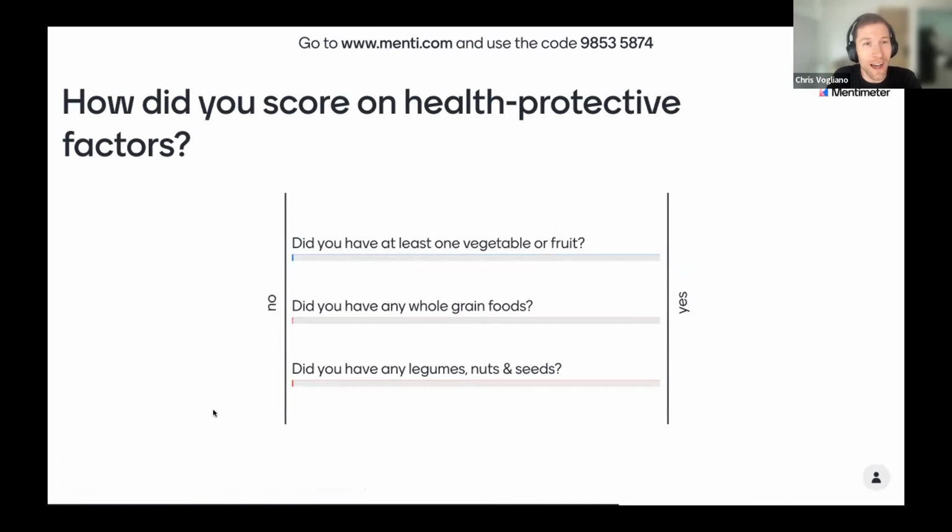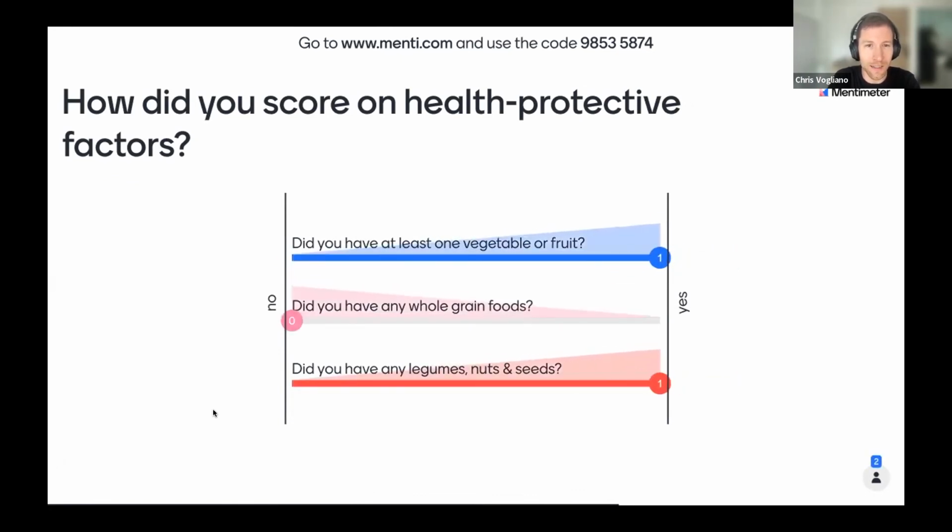All right, the next one is, how did you score on health protective factors? So the questions here are, did you have at least 1 fruit or vegetable? Did you have any whole grain foods? And did you have any legumes, nuts, and seeds? Oh wow, okay, so everyone had at least 1 fruit or vegetable. That's excellent. Whole grains, okay. So about 8 people had whole grains and 4 did not. Great. And did you have any legumes, nuts, or seeds? 9 said yes, and 3 said no. So fruits and vegetables were leading here, followed by legumes, nuts, and seeds, and then whole grain foods.